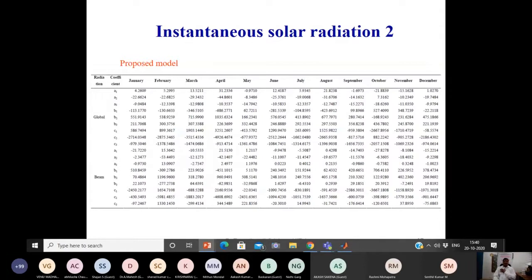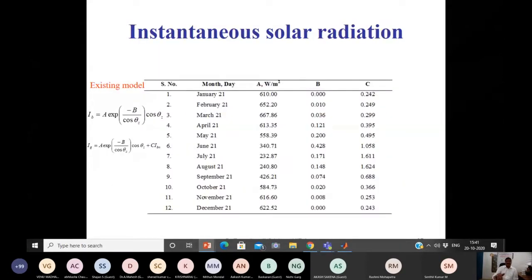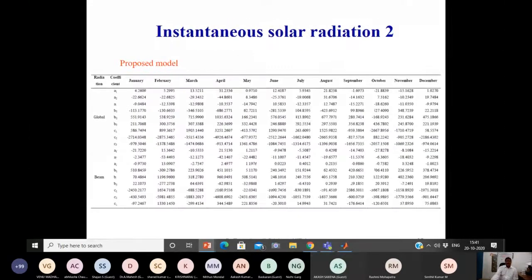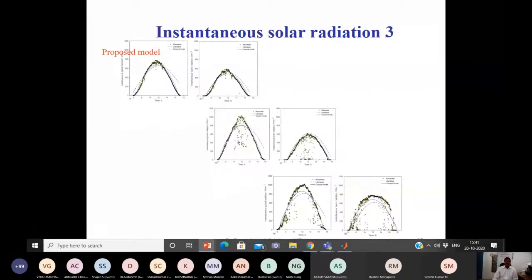So see, in this model, how many coefficients have been considered? These coefficients are considered for all the months, January to December. For the global radiation, these nine coefficients are different. For beam radiation, these nine coefficients are different. Earlier, the coefficients were very limited, from January to December only 3 coefficients were defined, whereas here these coefficients are different for each and every month, as well as for global radiation and beam radiation, and the number of coefficients also increased in this model.